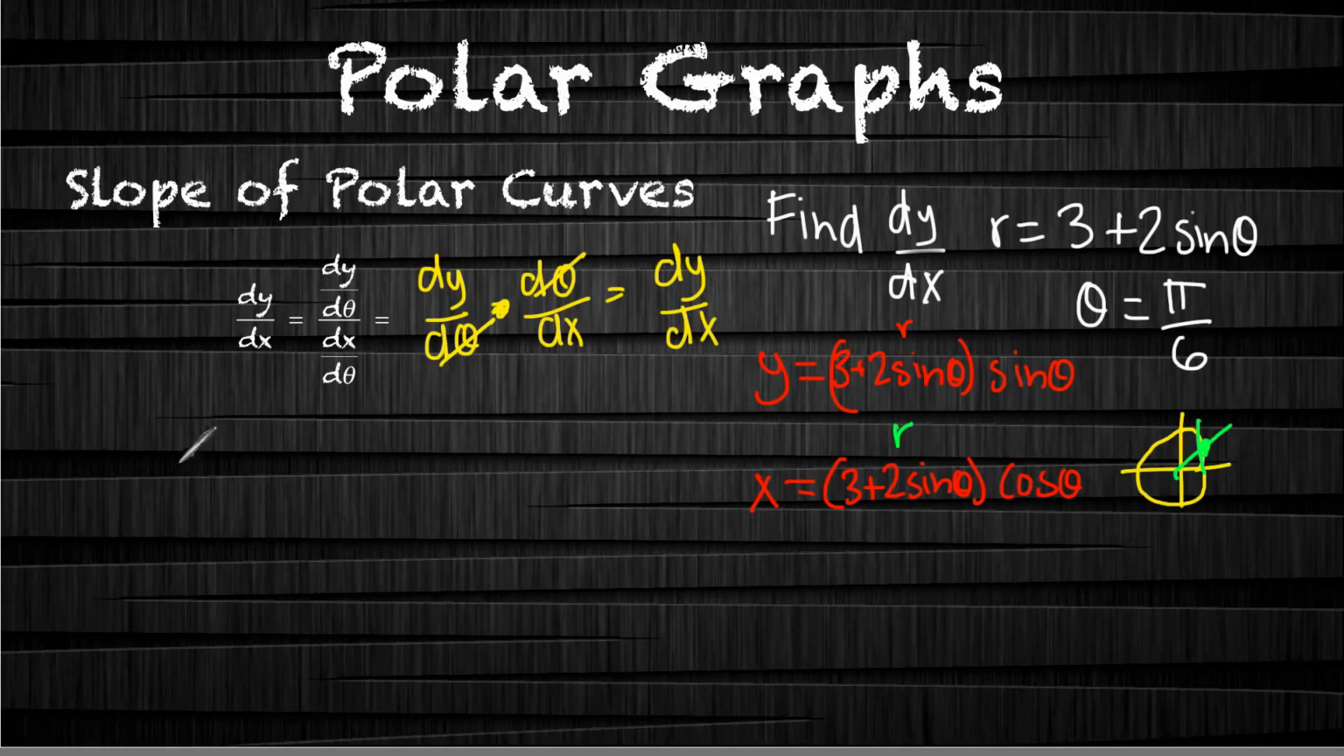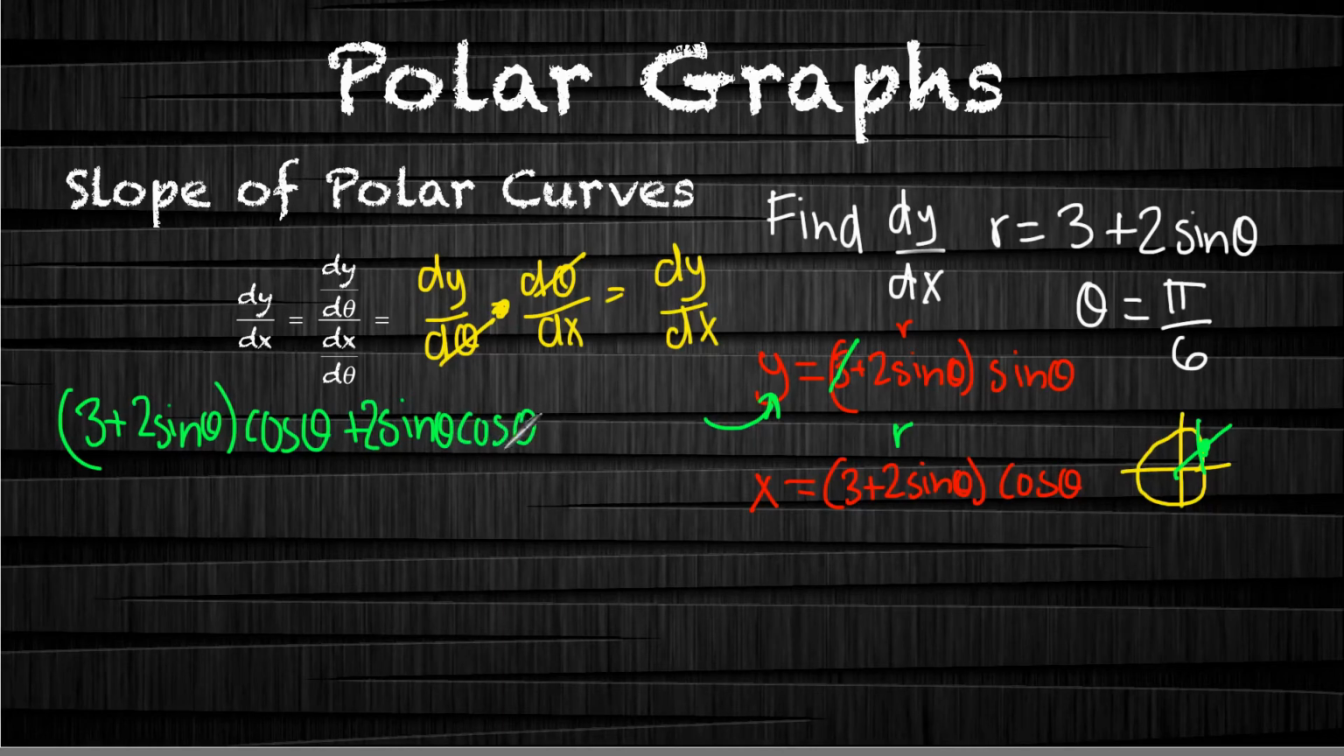And so now if we want to find dy/dx, we need to do first dy/d theta. So we're going to take the derivative of y with respect to theta, which just means we're going to have to use the product rule. So it's going to be the first, which is 3 plus 2 sine of theta, times the derivative of the second, which is cosine theta. By the way, I'm taking the derivative of this right here, product rule, plus the second, which is sine theta, times the derivative of the first, which is going to be 2 cosine of theta, because the 3 goes away. So I'm going to put the 2 right here and put the cosine of theta right there. And all of this is divided by dx/d theta.